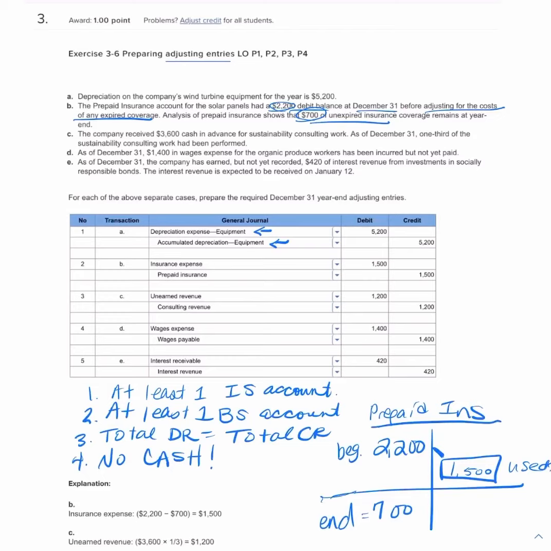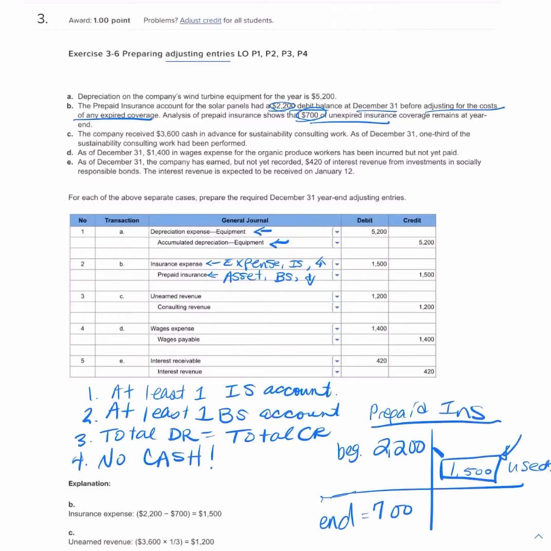So for my journal entry, I will need to use my $1,500. So I will debit my insurance expense account, which is an expense. Expenses, of course, go on the income statement and is increasing in this case. And my credit is to the prepaid insurance account, which is an asset. Assets go on the balance sheet, and my asset is declining because we are crediting the asset. So that wraps up letter B, or part number 2 of this question.